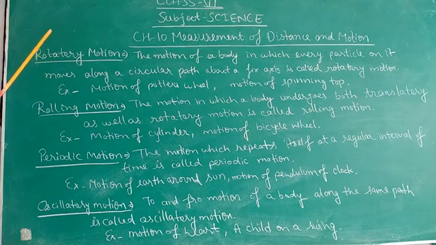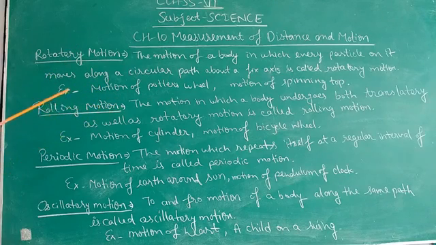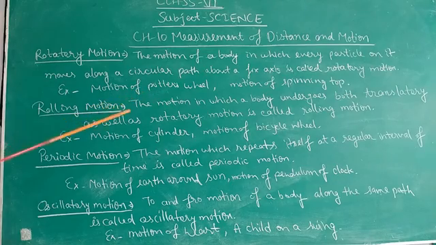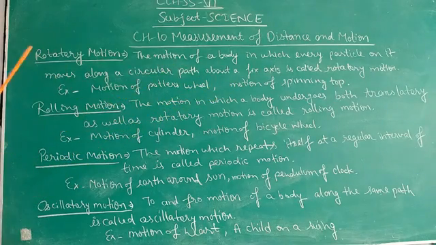If a body is rotated around a fixed axis, it is known as rotatory motion. The potter's wheel is rotated around a fixed axis, and the motion of the spinning top is also around a fixed axis. This type of motion is called rotatory motion.